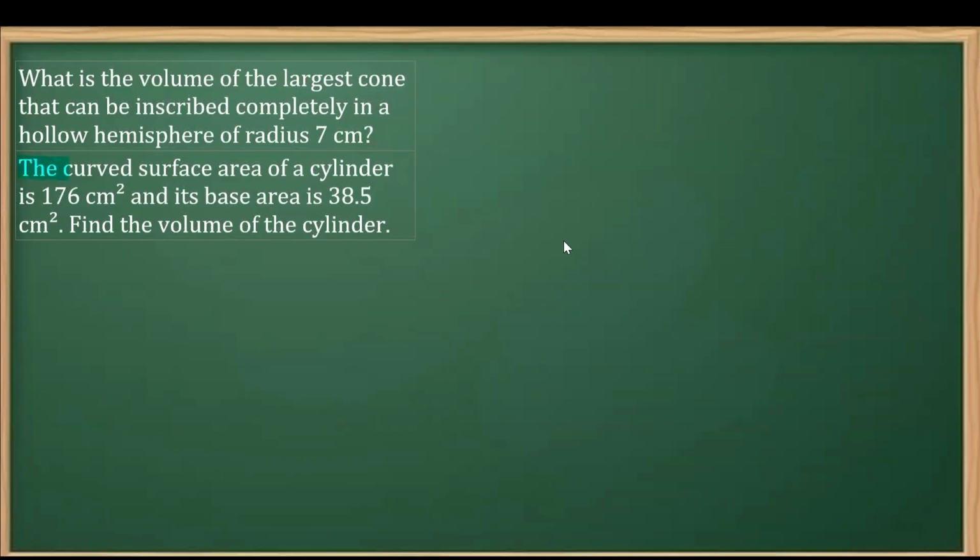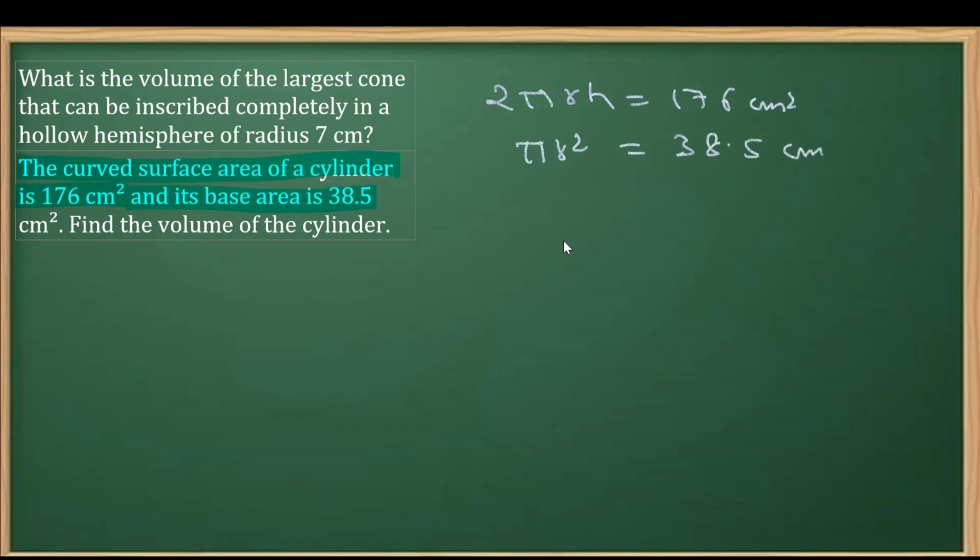So in the next question, it says the curved surface area of a cylinder is 176 centimeters square. So what is curved surface area? Curved surface area of a cylinder is 2 pi rh, which is equal to 176 centimeters square. Then we have the base area. Base is in the shape of a circle, so pi r square is equal to 38.5 centimeters square. Then what we have to find out is the volume of the cylinder, and the volume of a cylinder is pi r square h. Now check here, we already have pi r square, so we can straight away plug it in, but we don't have the height here.